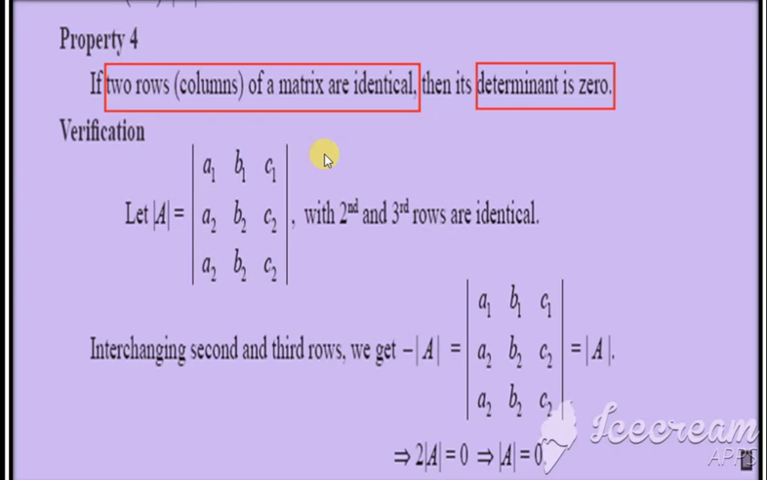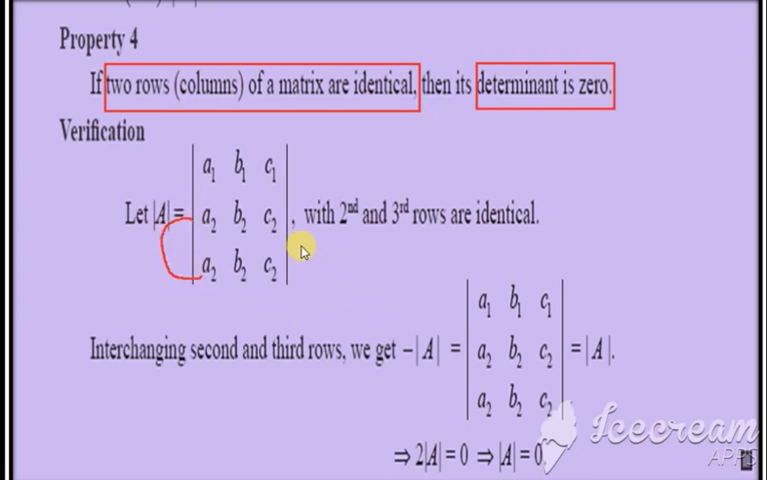So now the verification here. Now I am taking the determinant of A. We already know that determinant of A is A1 B1 C1, A2 B2 C2, A2 B2 C2. Here the second row and third row are identical. Identical means same. So we have to find that its determinant value is equal to 0. Now I am going to interchange the second row and third row.